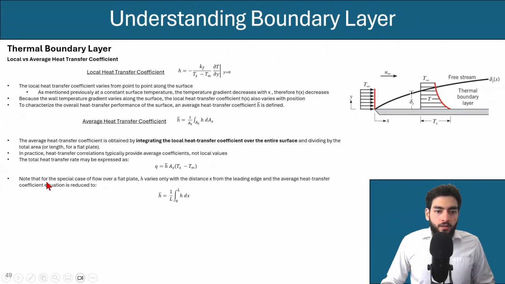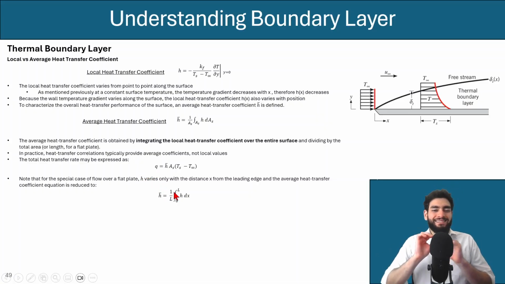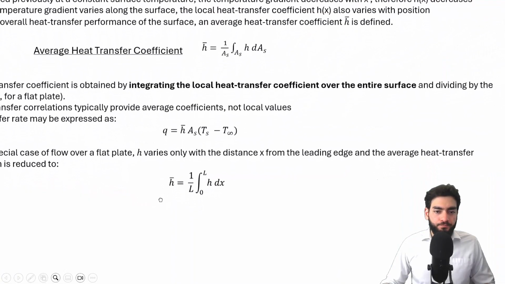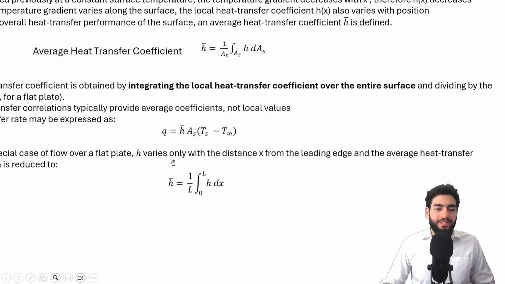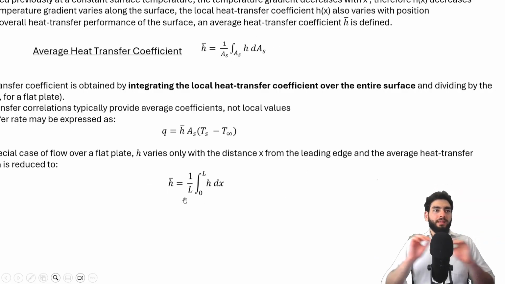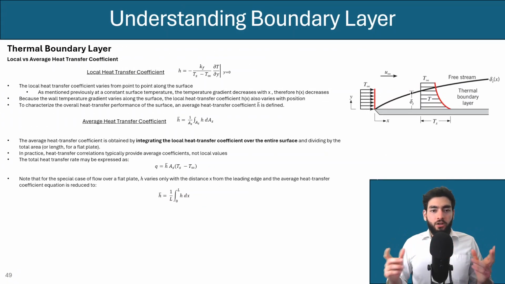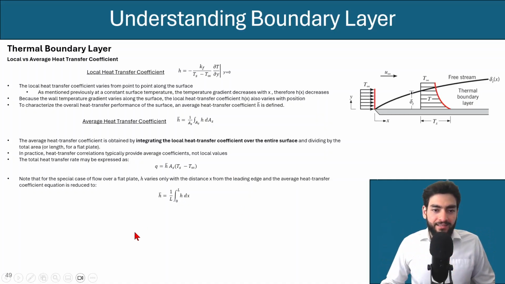Note that for the special case of flow over a flat plate, the local heat transfer coefficient only varies with distance x from the leading edge, and so the average heat transfer coefficient equation can be reduced to this expression. This expression is exactly the same as this expression, but for a plate, you are only concerned with the length, as the width will be constant and it can cancel out essentially.